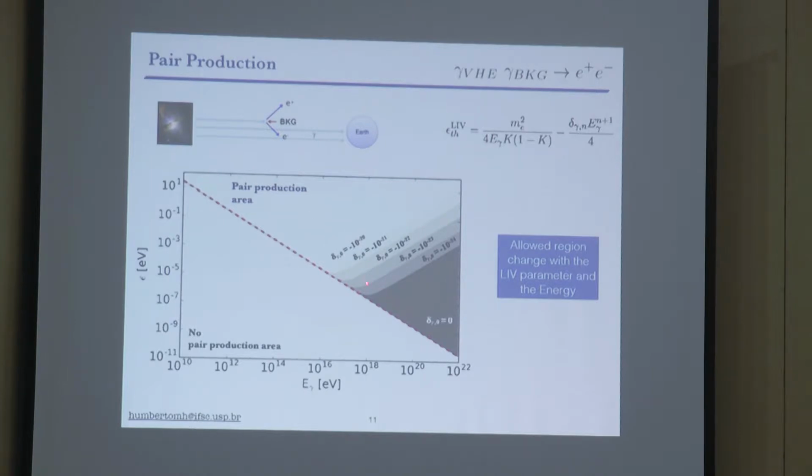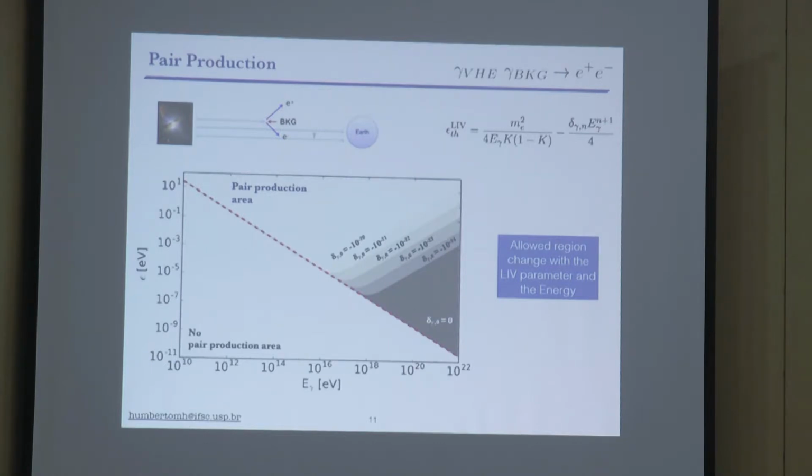When you introduce LIV, this region is going to change, as marked here in different colors for different LIV values. So for instance, for 10 to the minus 20, in this scenario with leading order equal to 0, this is the region that allows pair production. If you change the LIV, you extend the pair production region until you reach the LI scenario.